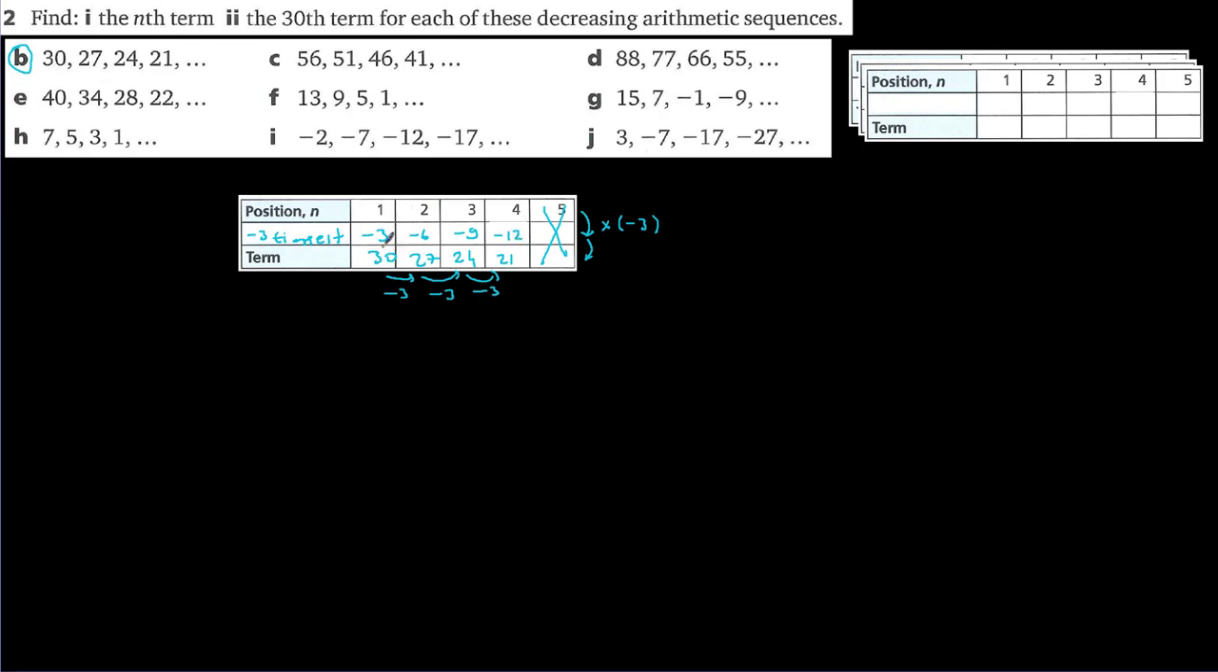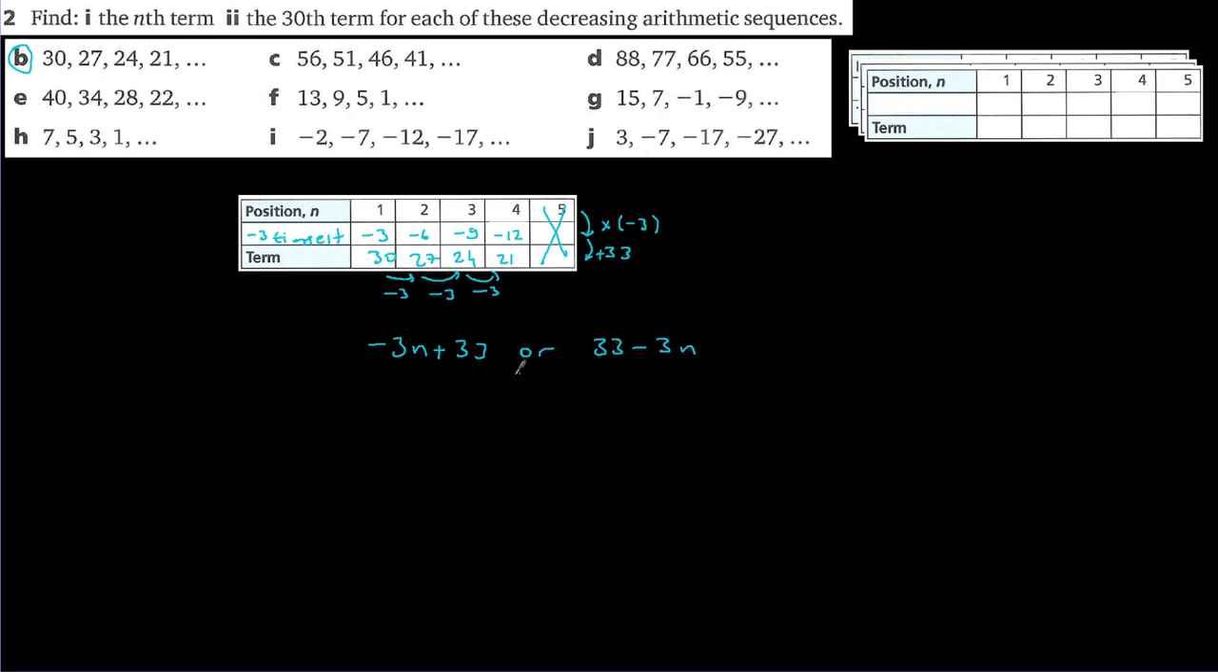From minus 3 to 30, we have 33. We should add 33 to get 30. From minus 6, if you add 33, you are going to get 27. From minus 9, if you add 33, you find 24. So the formula is minus 3n plus 33, or 33 minus 3n.